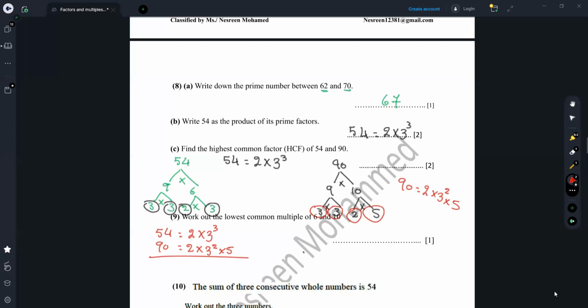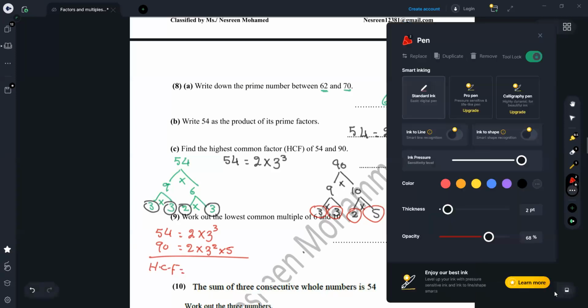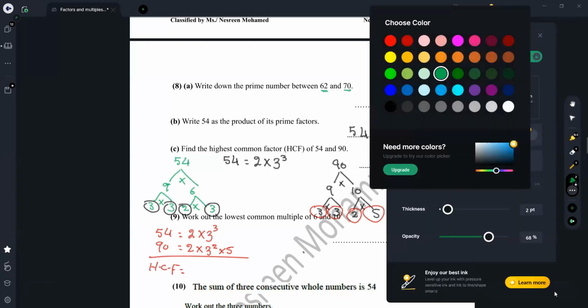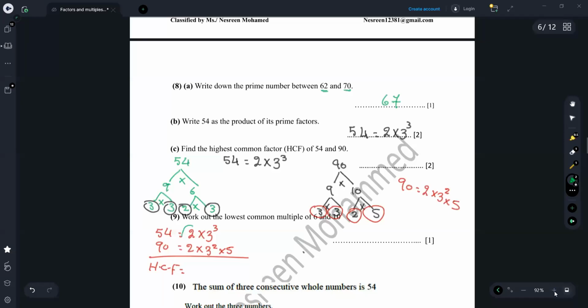Then I want to get the HCF. How can I get the HCF? I will take one common number here. 2 and 2, take one of them. It is 2. Multiply 3 power 3, 3 power 2. Take the smallest power, which is 3 power 2. It will be here 2 multiply 9, because 3 power 2 equals 9. The final answer will be 18.